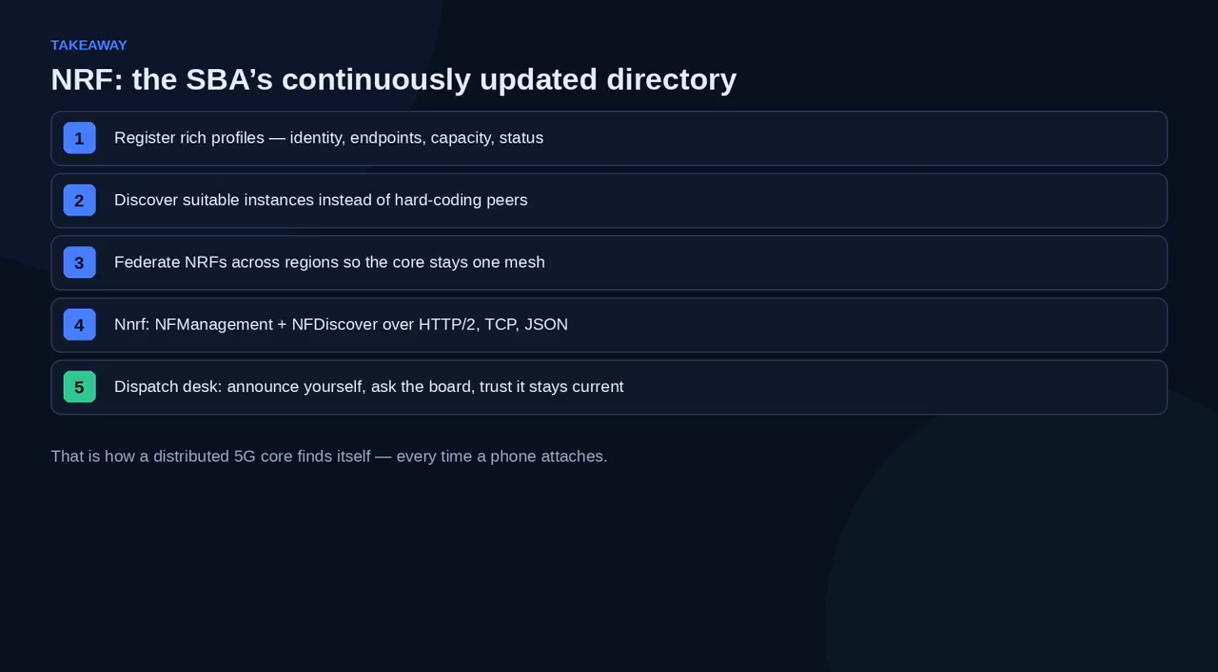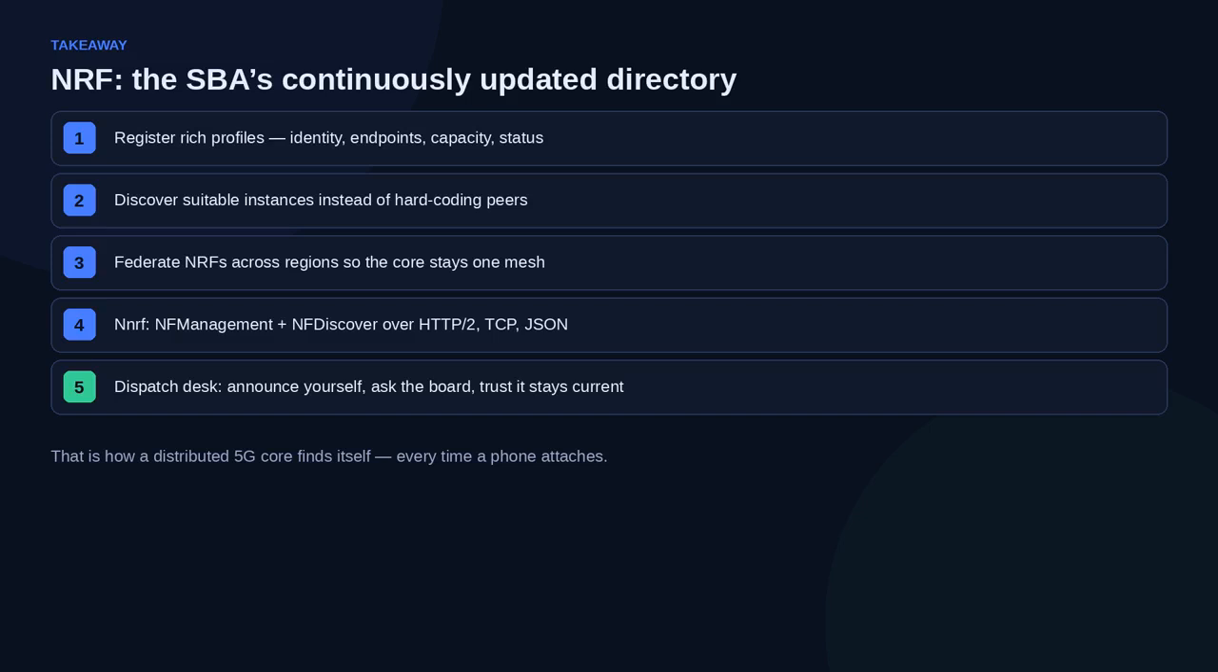Pull the thread tight. The NRF is the continuously updated directory of the 5G core. Network functions register rich profiles, identity, type-specific data, endpoints, capacity, load, and status. Consumers discover suitable instances instead of hard-coding peers. NRFs federate across regions so a West AMF can still reach a central UDM. In the UE registration call flow, almost every meaningful hop is preceded by an NNRF discovery.